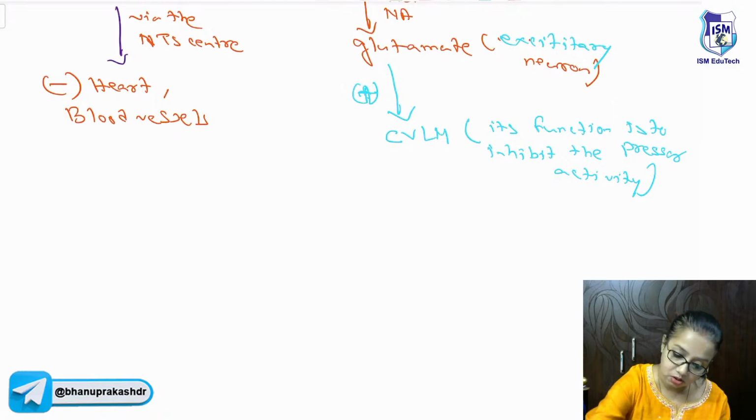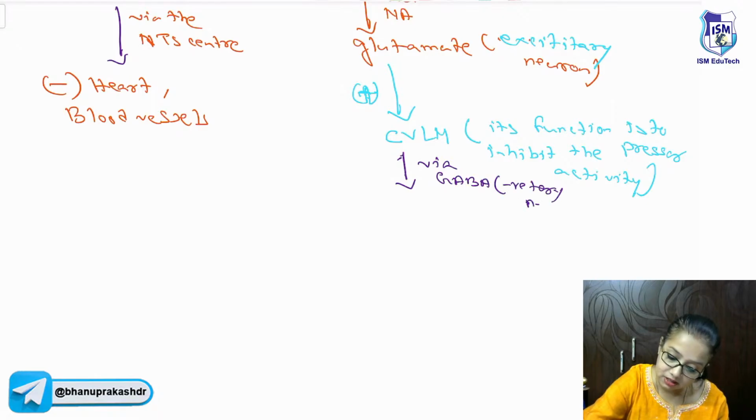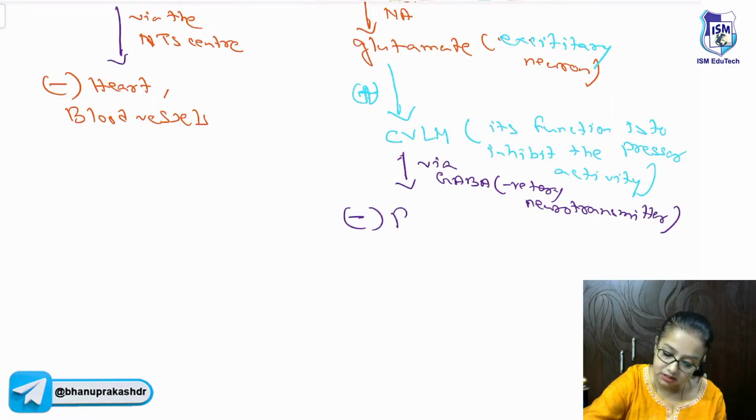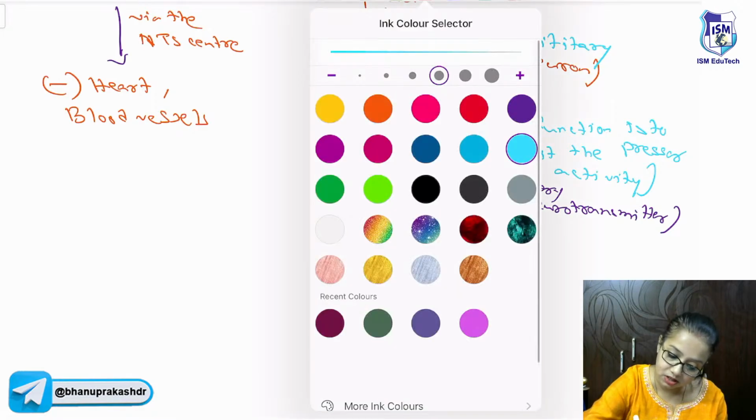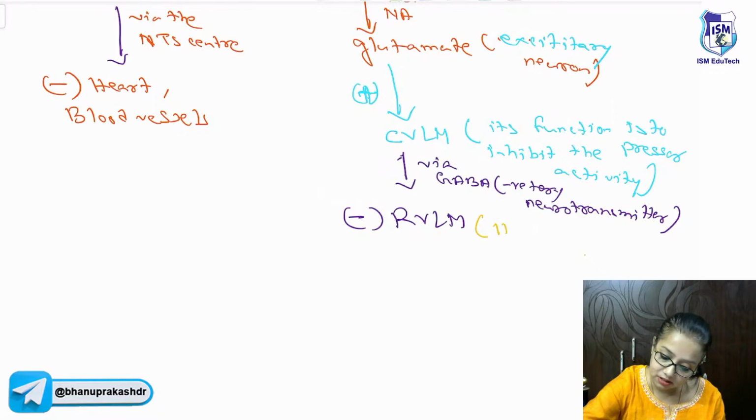Now, this caudal ventrolateral medulla will secrete GABA. Now, GABA is an inhibitory neurotransmitter. This one will inhibit the rostral ventrolateral medulla. Now, what is the function of this rostral ventrolateral medulla? It carries out pressor activity.